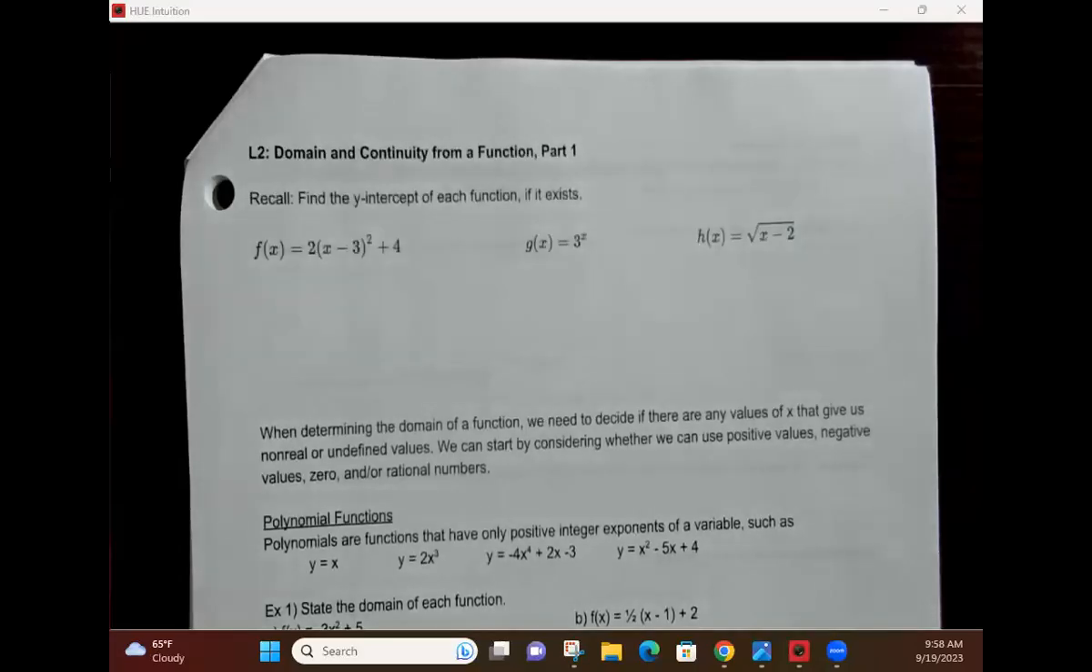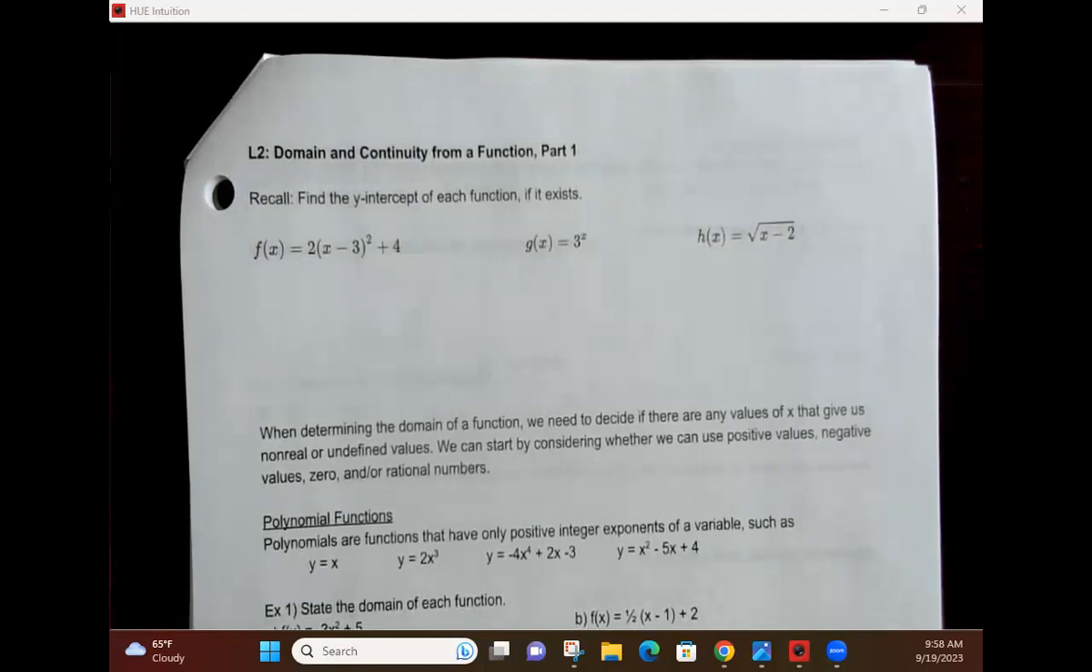Alrighty, you guys. So we are going to talk about domain and continuity with a function for today. Last time we looked just at the graph. So everything we looked at last time, we had a graph to refer to. Today, we're going to take away the graph and just look at, based on the function, can I state the domain? Can I determine if this function is continuous or not?